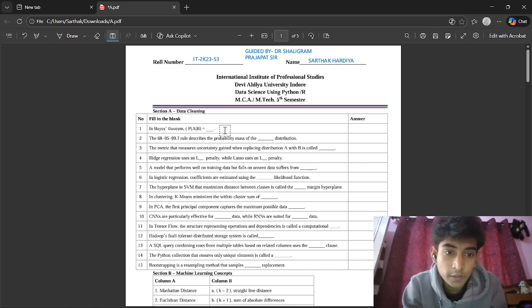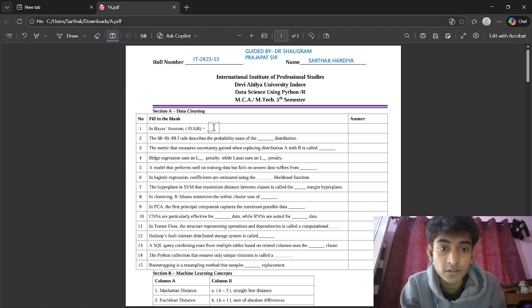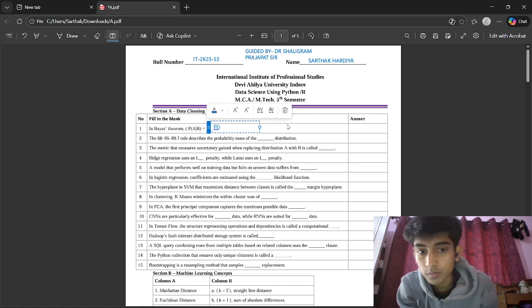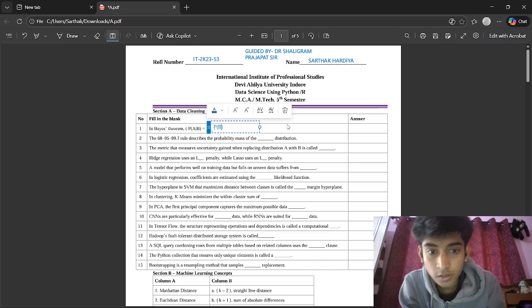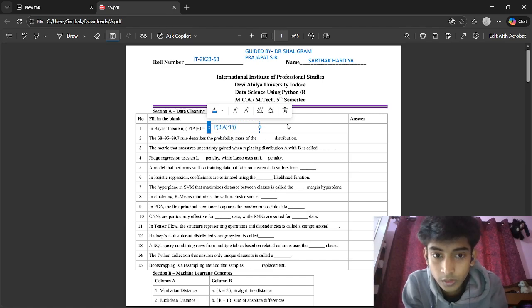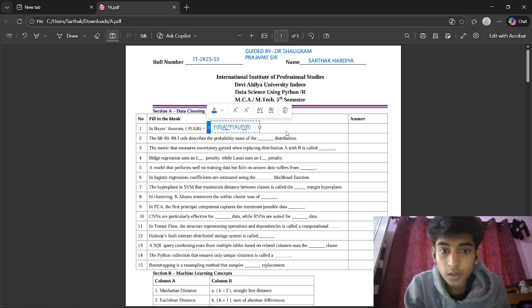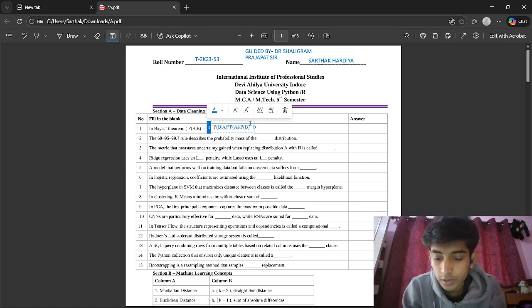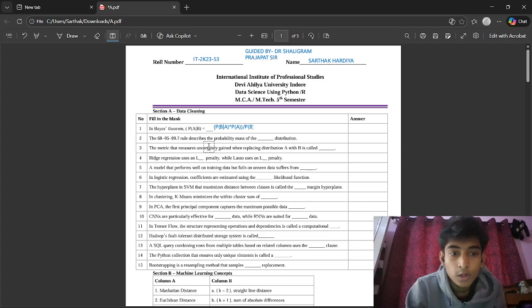So let's see the first question, which is in Bayes theorem, P of A given B is equal to, we know it's a direct formula, that is P of B given A into P of A, whole divided by P of B, right? This is the normal Bayes theorem. Let me write the bracket. This is whole divided by P of B. This is the Bayes theorem formula.